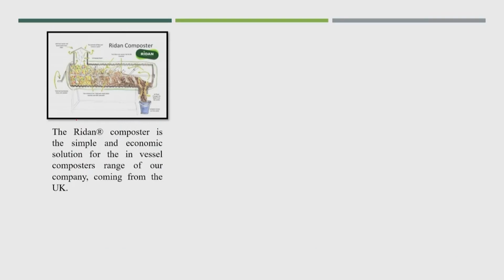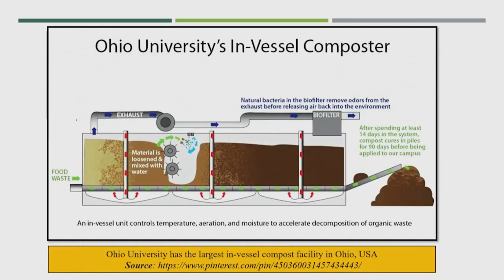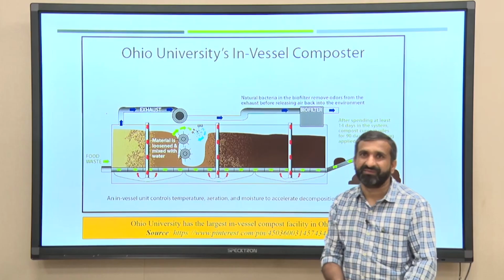This is another system, the Redden composter, a simple economic solution from the in-vessel composter range of this company coming from the UK. This is the Redden composter. This is another technology, the Ohio University in-vessel composter. So, the mechanism is the same.